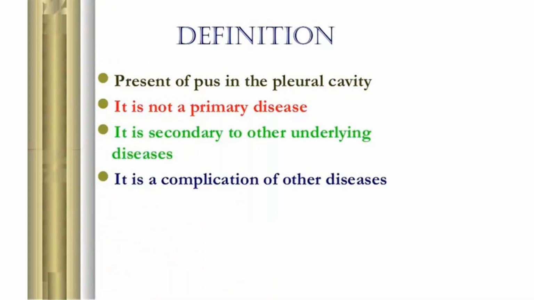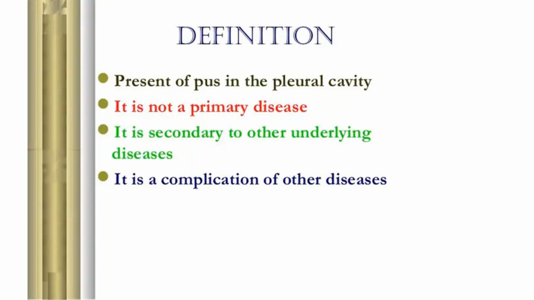What's the definition of empyema? Any empyema is a pus. It can be in the gallbladder or in any cavity; gallbladder is also a cavity. Empyema of the gallbladder. So this is the presence of pus in the pleural cavity.